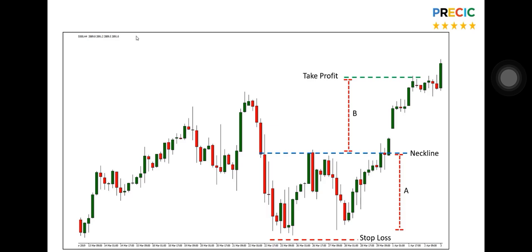Now, of course, the PRECIC system doesn't guarantee that every 5-star trade will be a successful one, but what it does do is make you analyze the market correctly, factoring in many different elements to give your trade every chance of success.